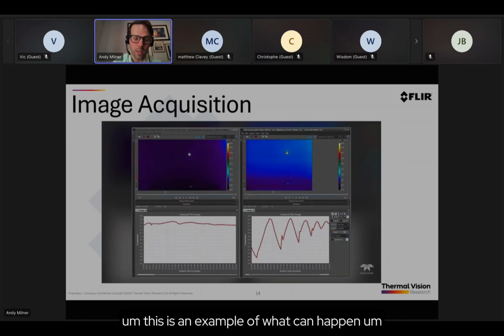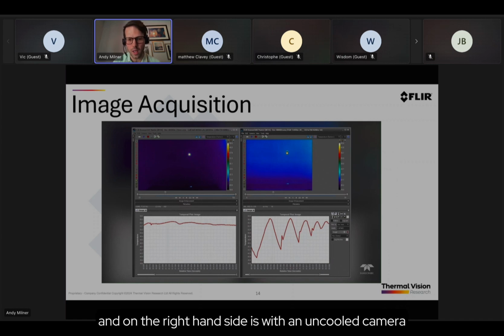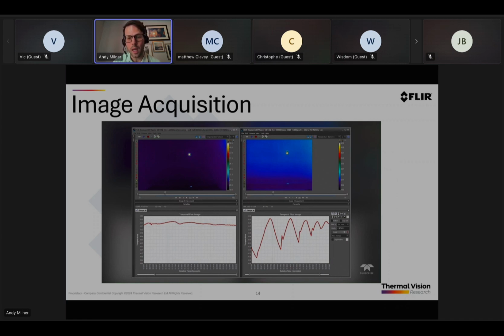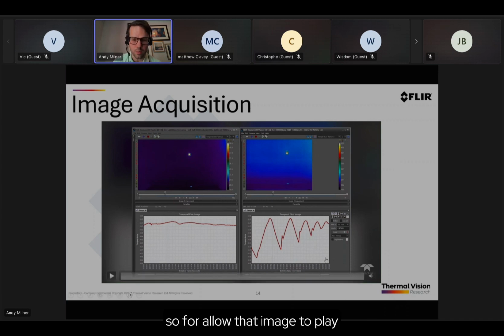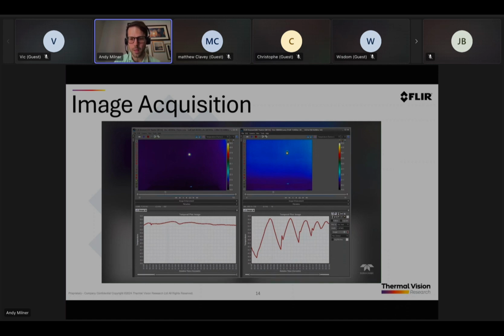This is an example here of what can happen with the two different technologies. On the left-hand side is a cooled camera, and on the right-hand side is an uncooled camera. And you can see on the bottom with the temperature versus time plot, you get a very different picture from what's happening. So the uncooled camera can give a misleading picture when it comes to the temperature because of the slower integration time. If I allow that image to play, you will see that the uncooled camera has basically the thermal blur on there. So I'll just play that now.